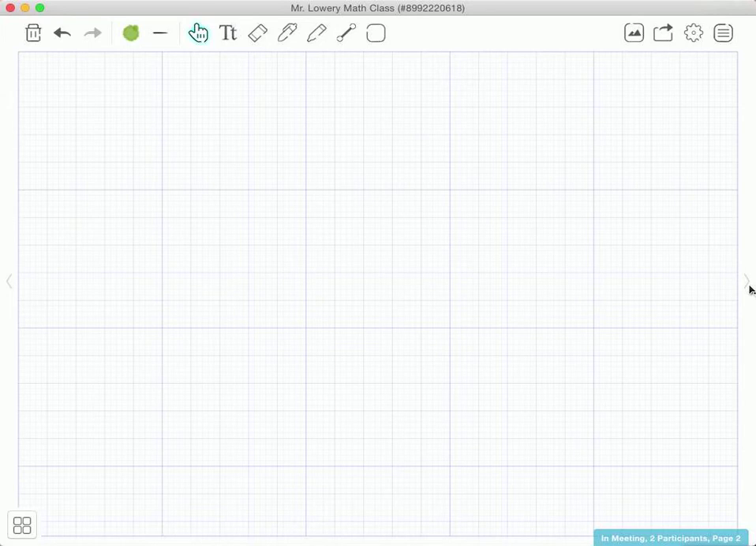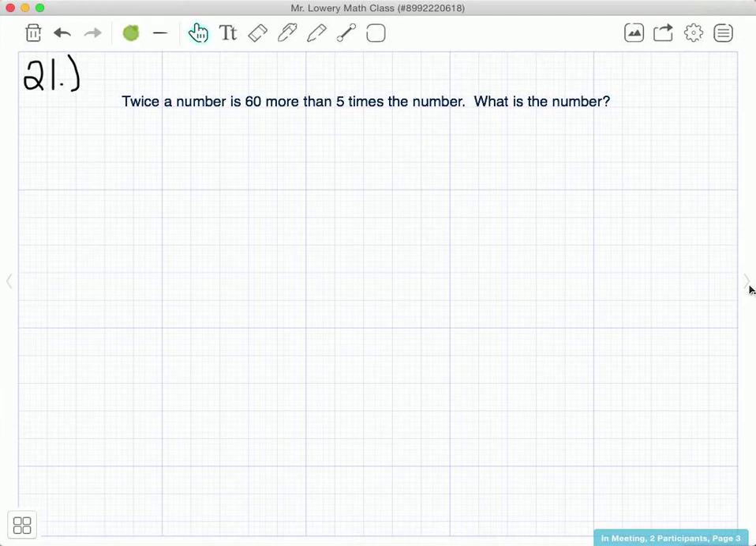So the first one that we're going to take on is number 21. Number 21 says that twice a number is 60 more than 5 times the number. What is the number? My directions for this problem say to define a variable and write an equation to find each number and then solve.